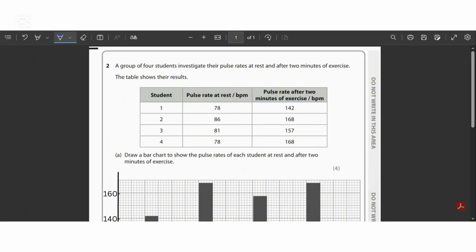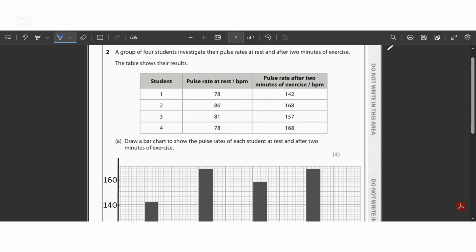Also, if you can see over here, they have provided us only the information about the pulse rate at rest and the pulse rate after 2 minutes of exercise. They have not provided us any data on the type of exercise, or the age, weight, or even the gender of the students. Hence, you can say that this data may not be as reliable. This experiment might not be as accurate as we expected. All right, let's move on to the next part.